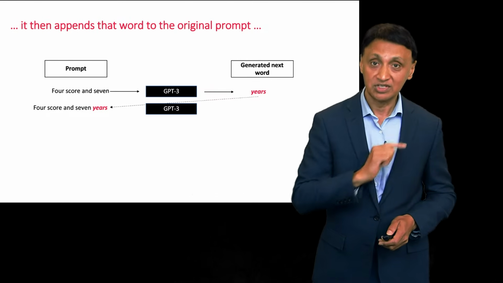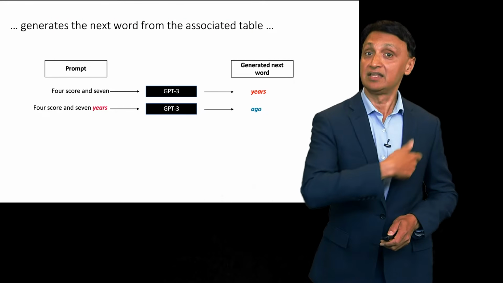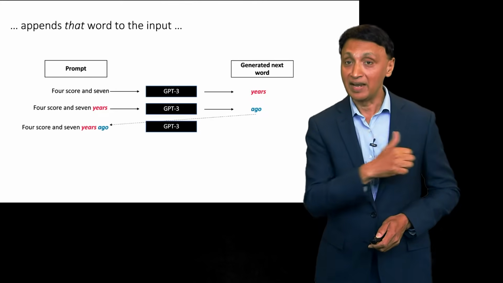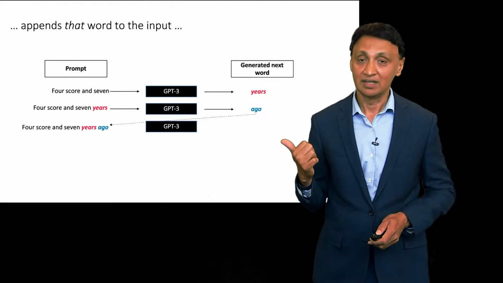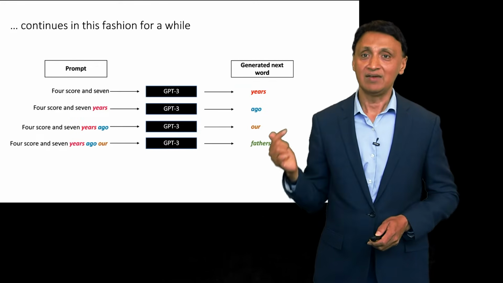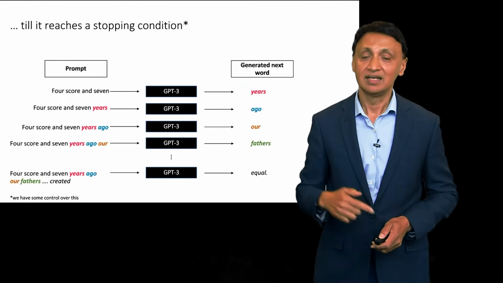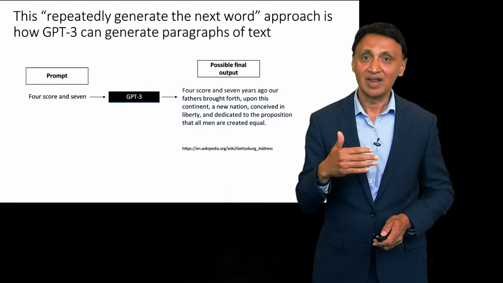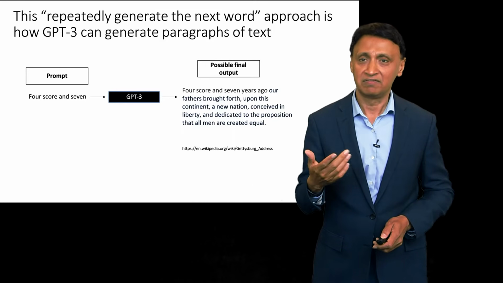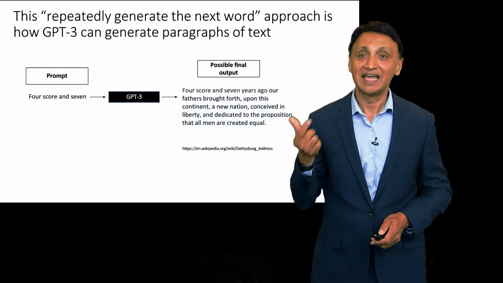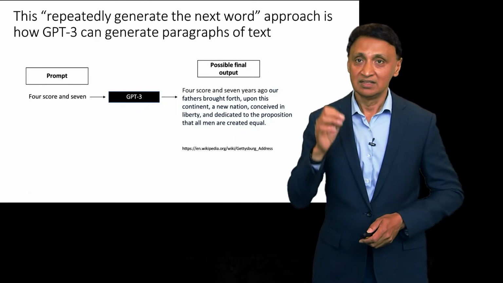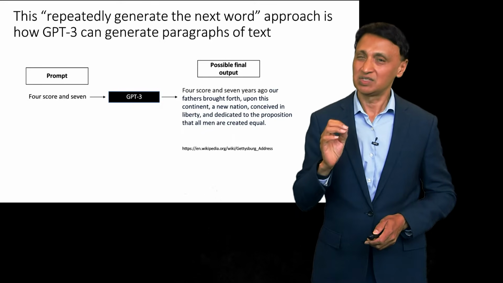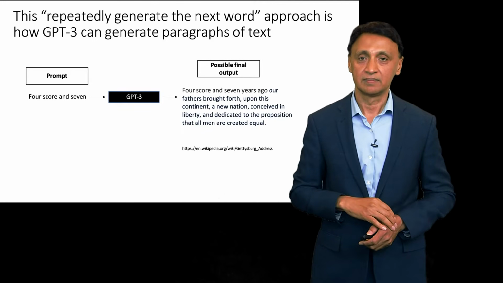It's fed back into GPT-3, and we get the next word. And then we take this new word that's been generated, append it to the sentence we fed it with, and generate the next word. And we keep on doing this for a while till we reach a stopping condition. So this is how you can generate an entire paragraph of text from a very small, simple, innocent-looking starting sentence. In short, repeatedly generating the next word and feeding it back in is the key approach that's followed here.